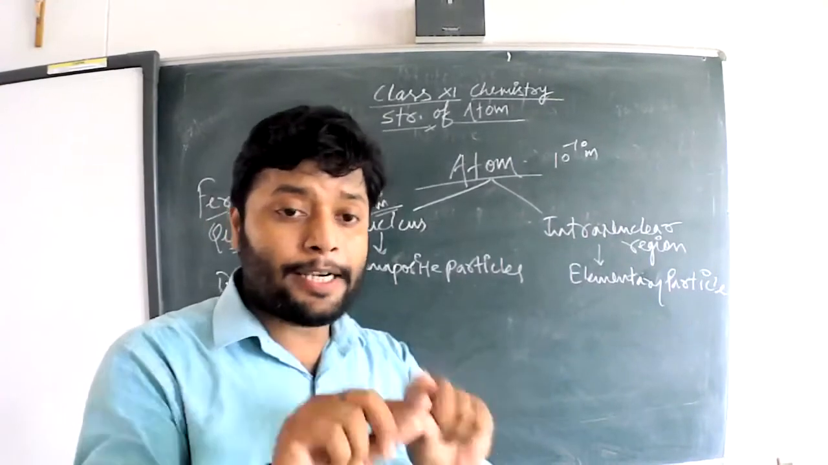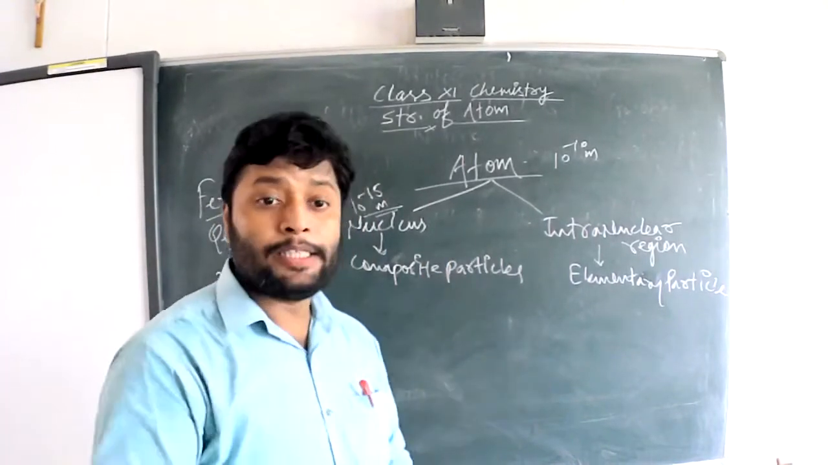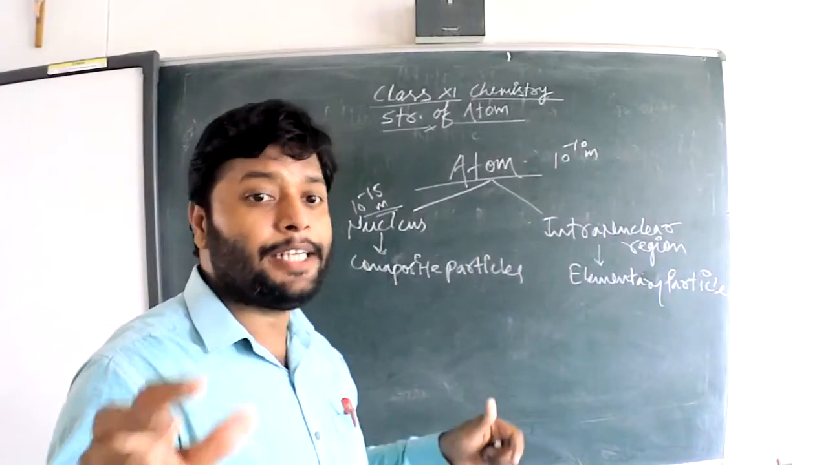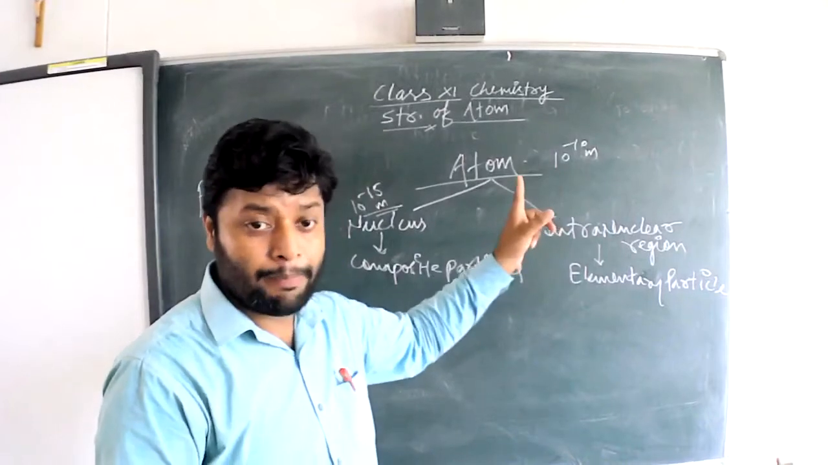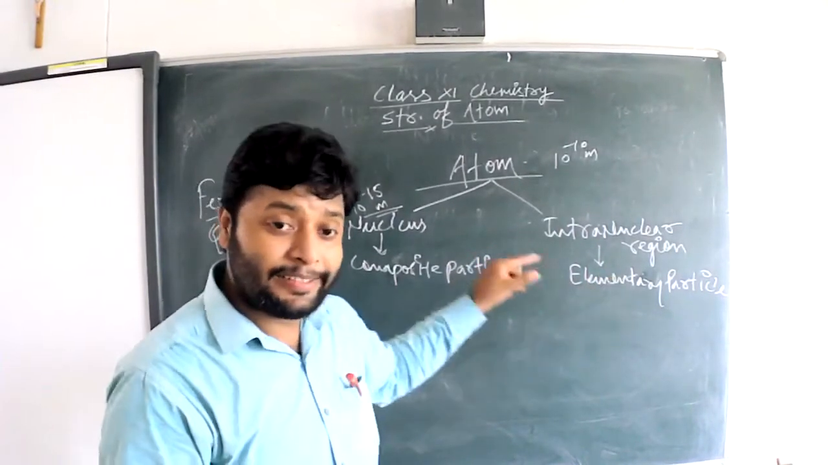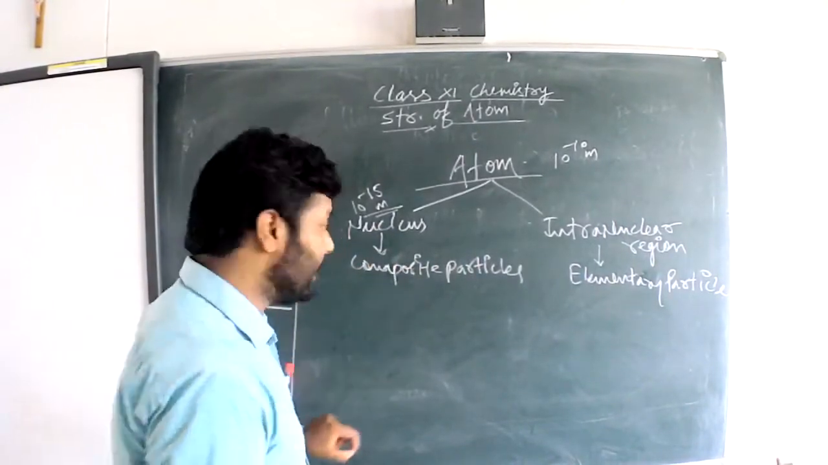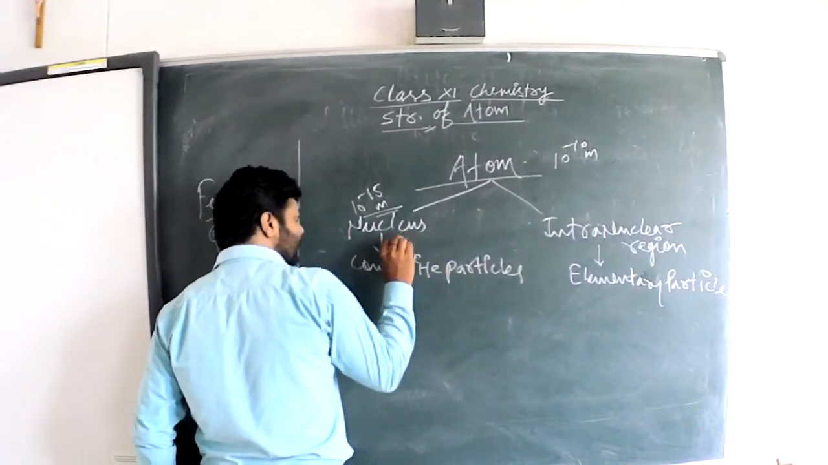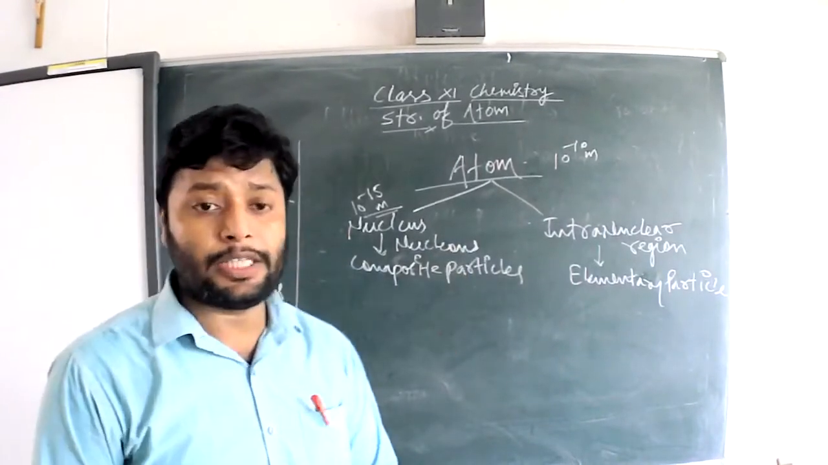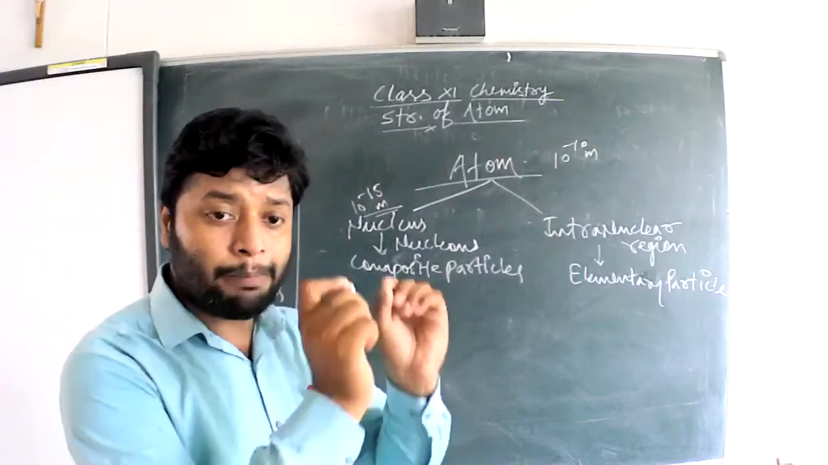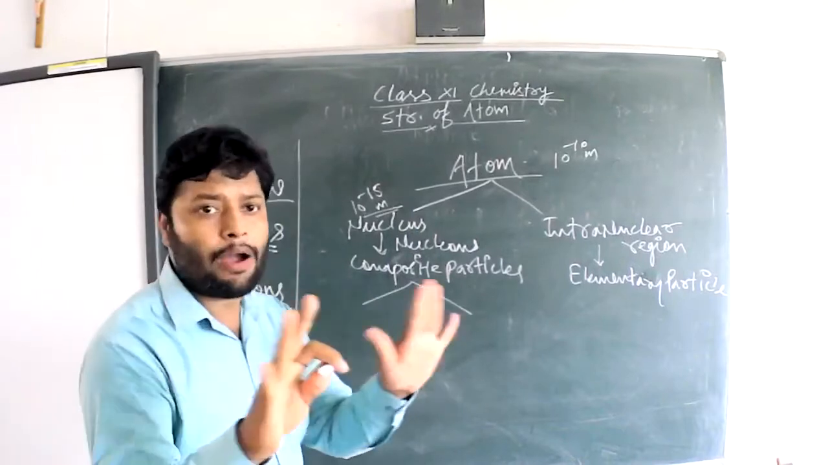An elementary particle means a particle which cannot be further divided, but a composite particle can be divided into other particles. Like the atom is also composite, because the atom can be divided into different particles. In the same way, the particles belonging to the nucleus are called composite particles, and they are also known as nucleons, which means particles belonging to the nucleus.